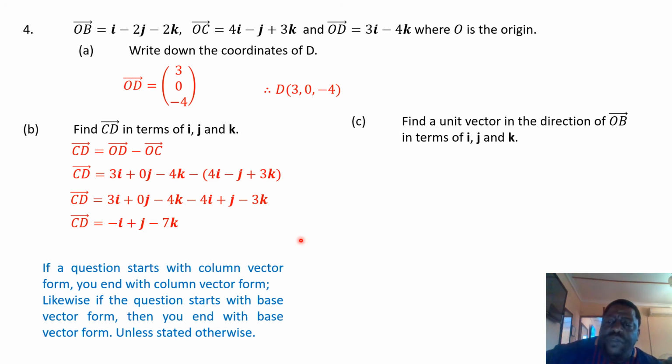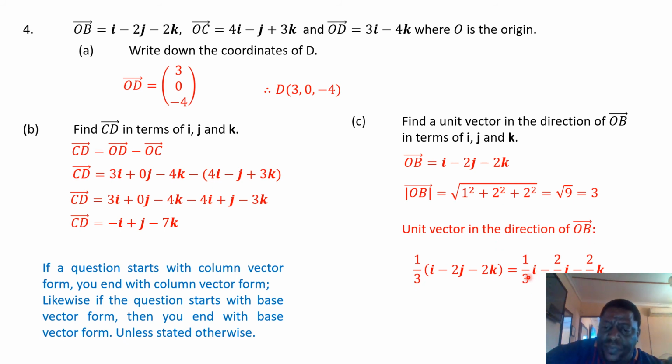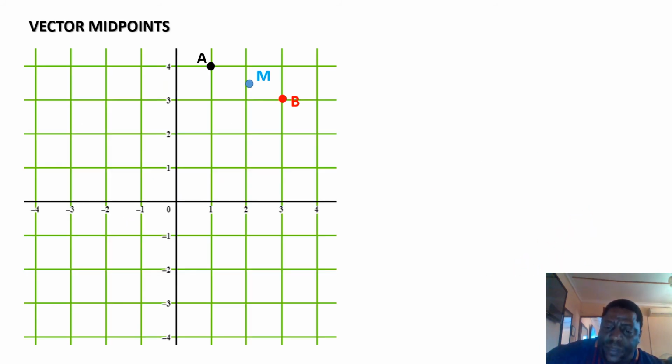They say find the unit vector in the direction of vector OB, in terms of i and j. So first we have to find the distance, all right? Once you have the distance, then you make that a unit vector. So 1 over 3 of that times each one of those components is going to give you the answer for that particular question.